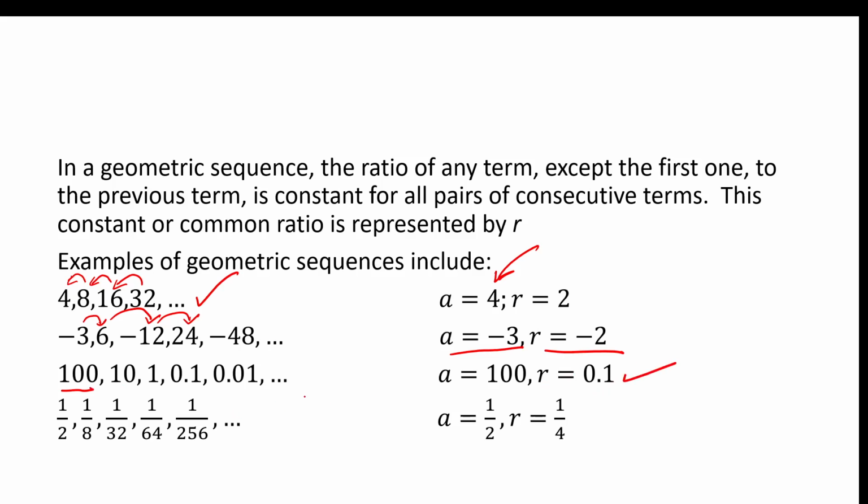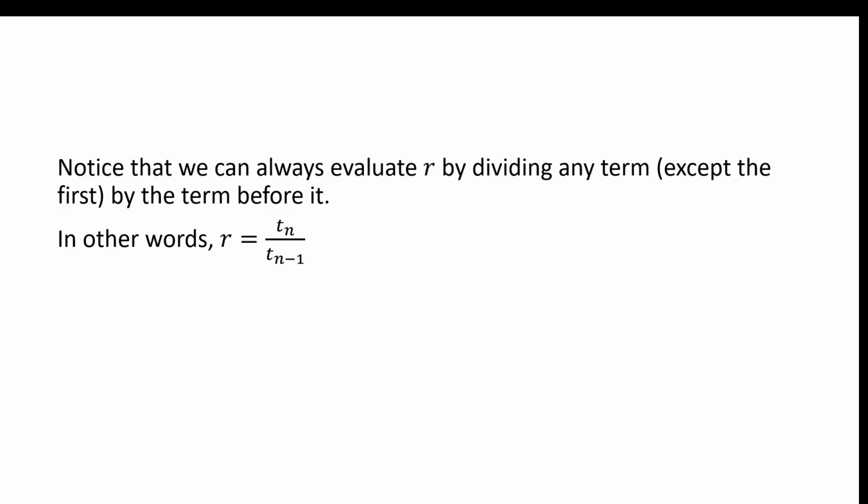And finally, for this last geometric sequence, we've got a half, an eighth, 1 over 32. This should actually say 1 over 128, and this next one should actually say 1 over 512. A little typo there. But when you see that, you see A is a half and R is a quarter, because we're always multiplying by 1/4.